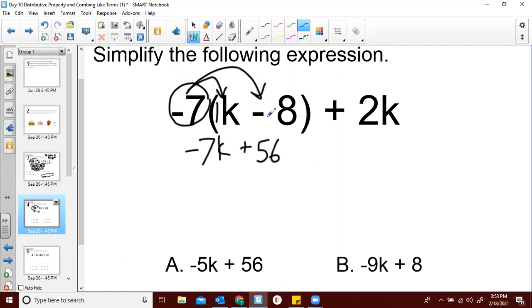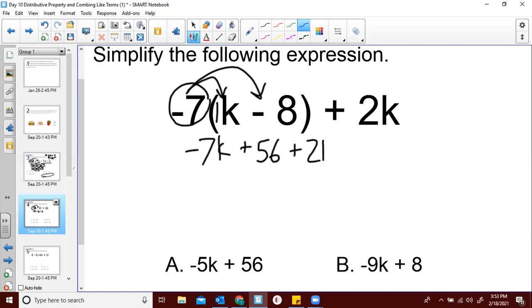Remember, two negatives multiplied together gives you a positive. Two negatives creates a positive. That only works in math. Again, don't make that a life thing. It's not life advice. It's just math.